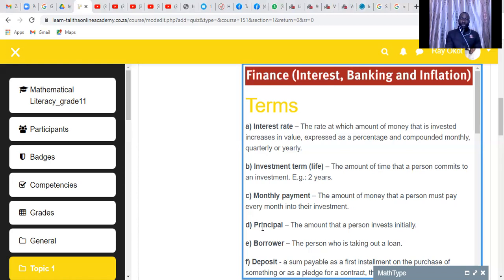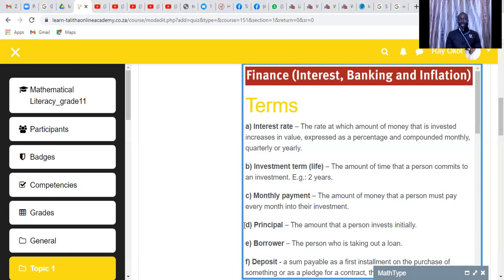Now, principal is the amount that a person invests initially. So, for example, if you have shown interest in investment and you want to invest some amount of money in that company, that money you want to invest into the company is what we call principal.